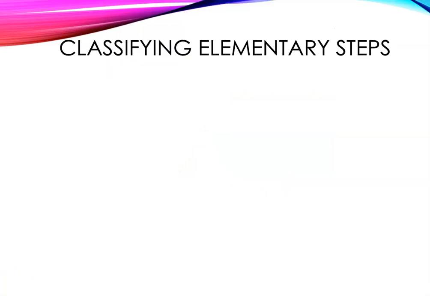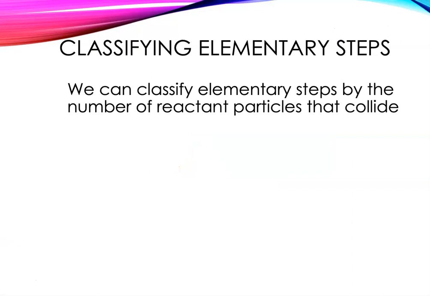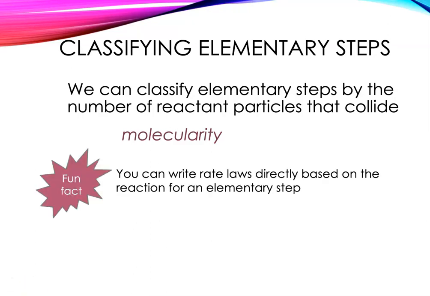Now we can classify elementary steps based on the number of reactant particles that are colliding. So this is called the molecularity of the elementary step. Unimolecular, bimolecular, termolecular, how many particles are colliding, and we can actually describe that. One interesting thing about elementary steps that make them really important is that we can write a rate law based directly on the reactants of the elementary step. We can't do this for your general overall balanced equation, but we can do it for elementary steps. It's one of their really important characteristics.